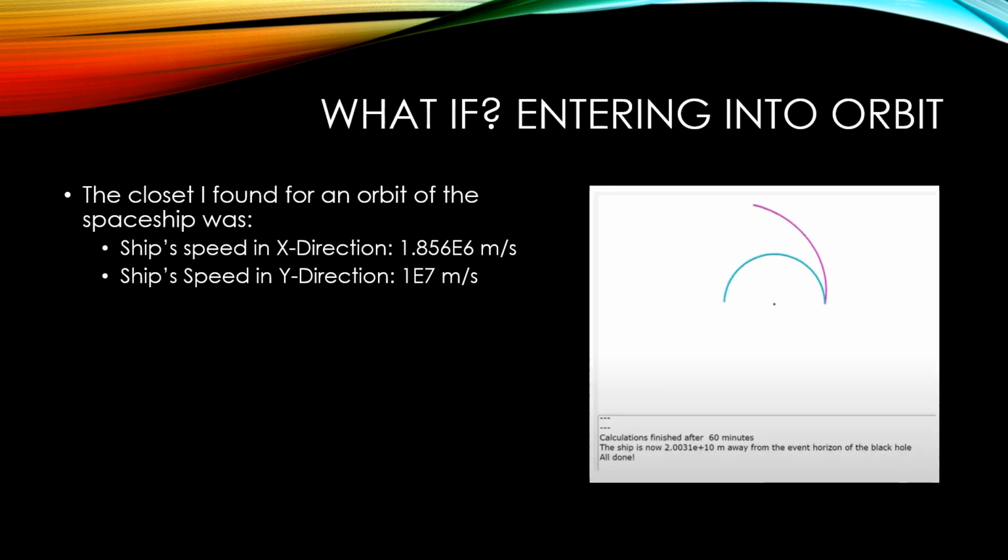So what about entering into orbit? The closest I found for an orbit of the spaceship was that the ship speed was in the x direction of 1.856 times 10 to the 6th meters per second, and the ship speed in the y direction was 1 times 10 to the 7th meters per second.